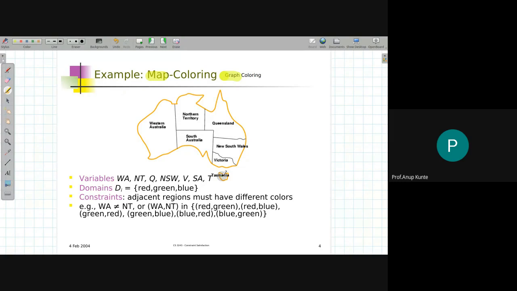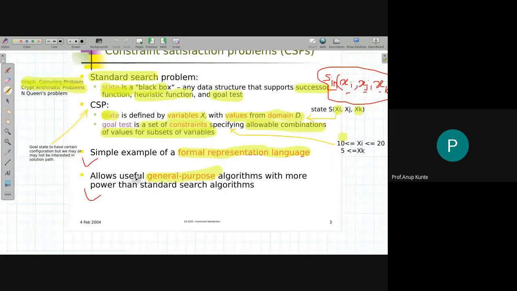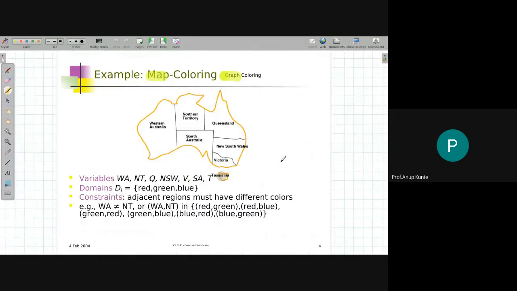Okay, so we are learning the map coloring problem because we want to learn how a CSP is formally represented. That is what they were saying over here: a formal representation language. How should I formally represent a CSP? Is there a useful general purpose algorithm that I can use to solve a CSP? So the formal definition of a CSP should be designed such that there will be certain algorithms that the definition of the problem facilitates.